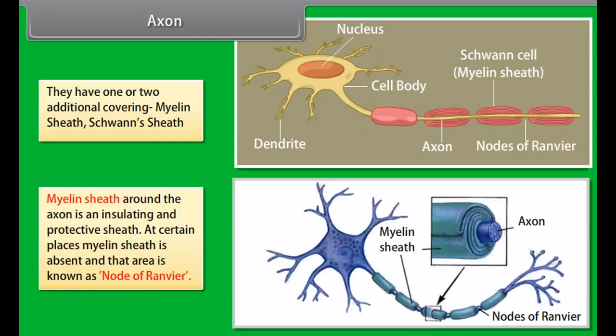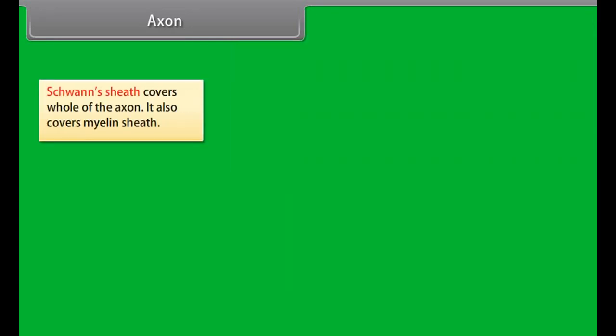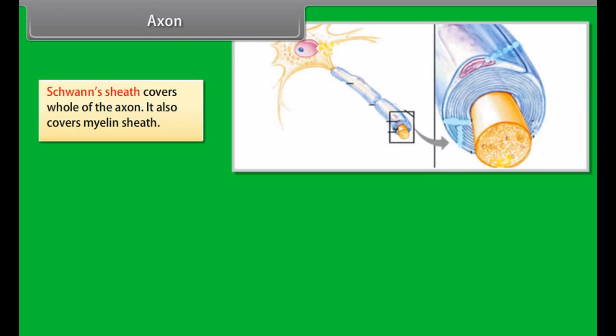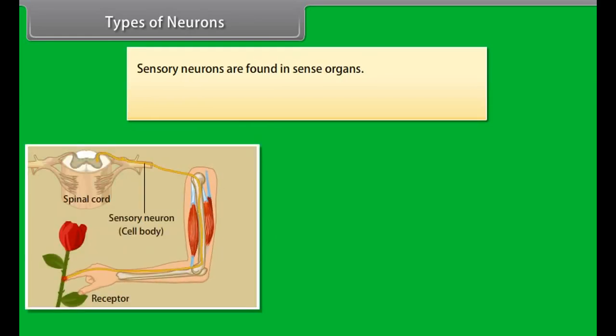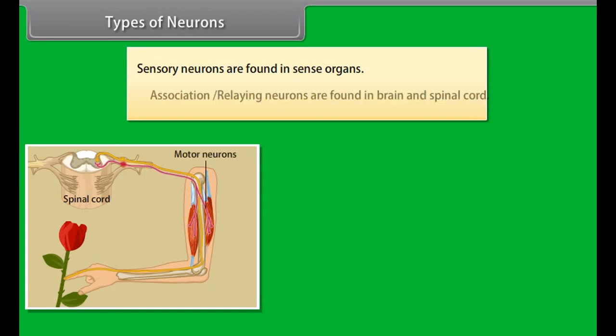Dendrites. Dendrites are small-sized branched fibers, many in number. They conduct stimuli to the cell body, hence called afferent in nature. Axon. Axon is actually the largest cell in the body. They are long-sized fibers. They are unbranched and only one in number. They conduct stimuli from the cell body towards other neurons, hence it is called efferent in nature. They have one or two additional coverings: myelin sheath and Schwann sheath.